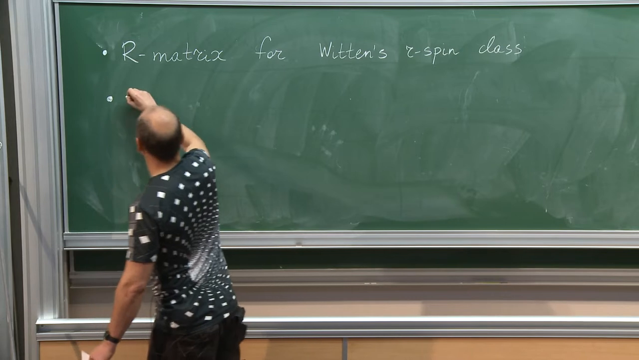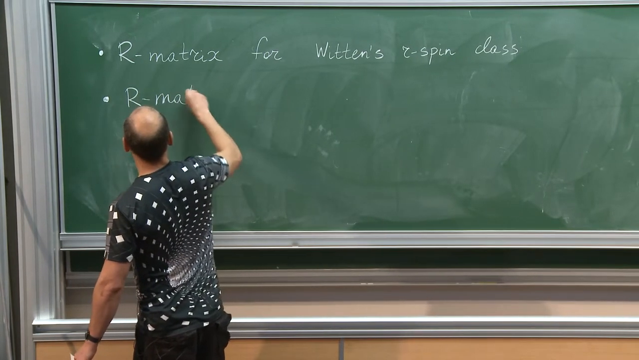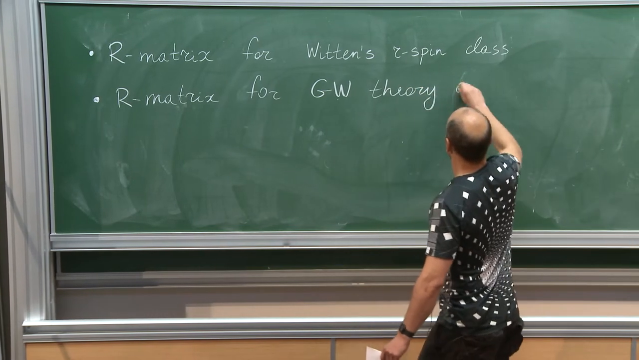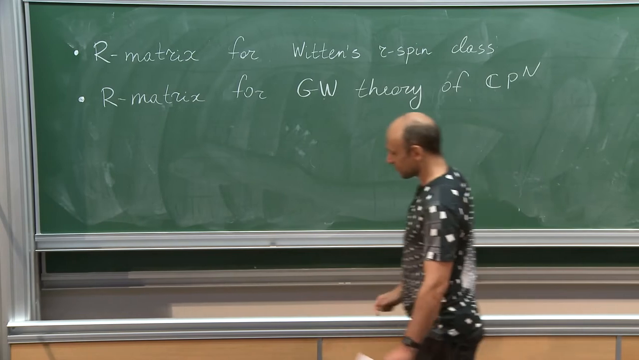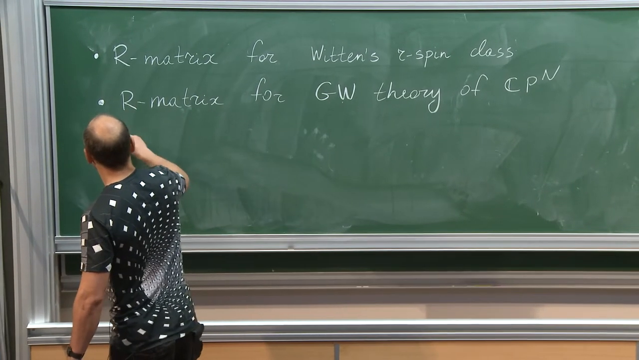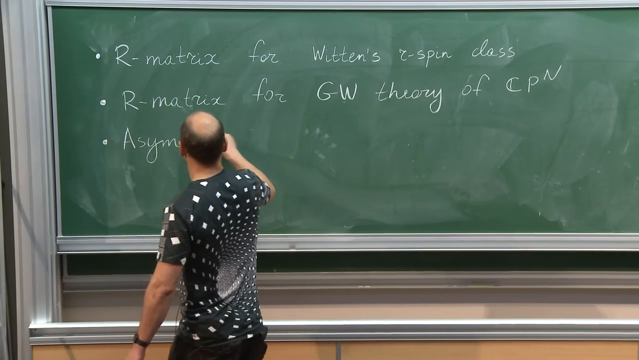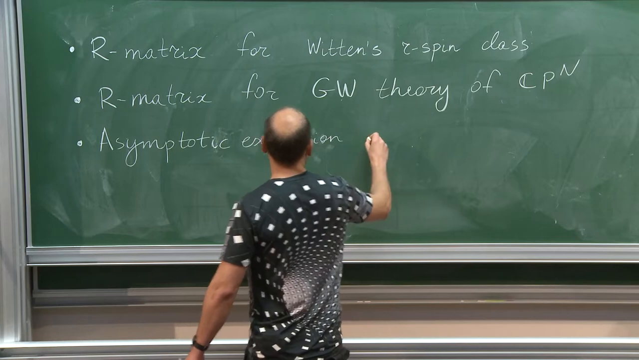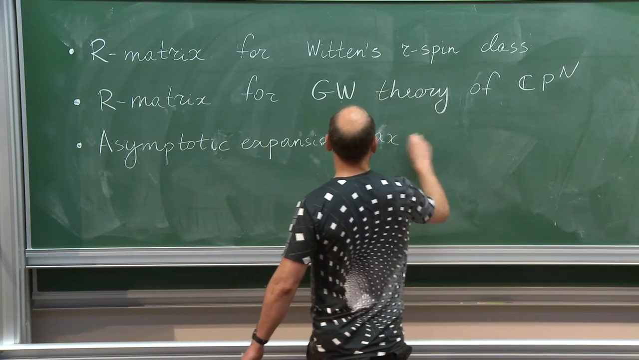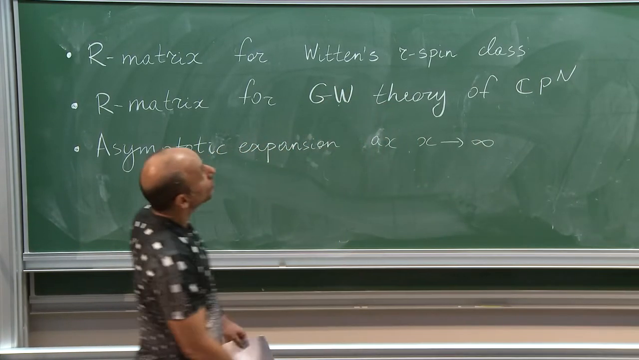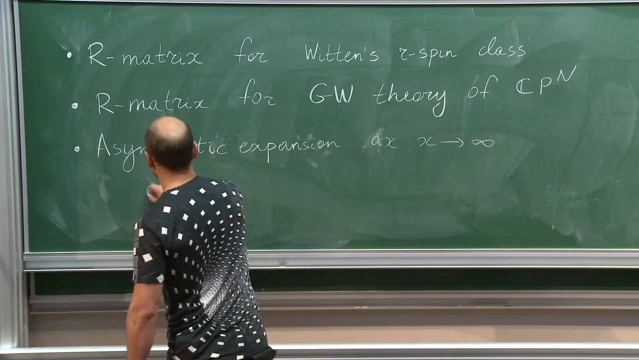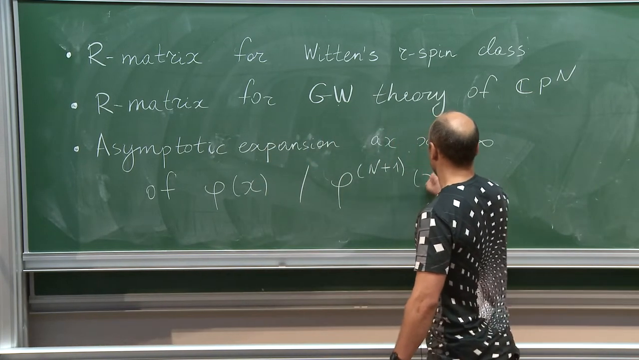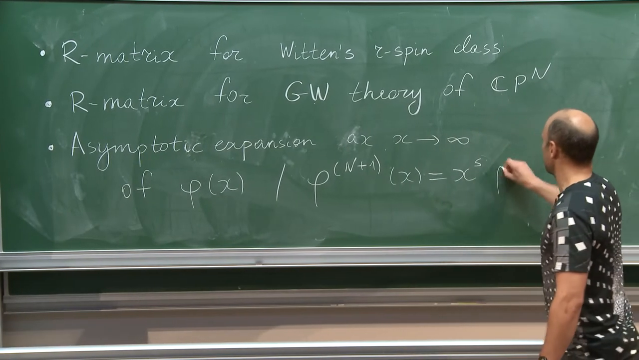The second one is also Givental's R matrix. Okay, I'll rewrite it. For the Gromov-Witten theory of projective space, CP^N. And the third one is the asymptotic expansion as x goes to infinity of the solutions of this differential equation: phi of x satisfying the (n+1)-th derivative of phi is equal to x to the power s times phi of x.